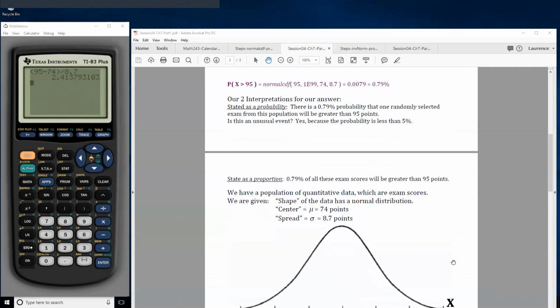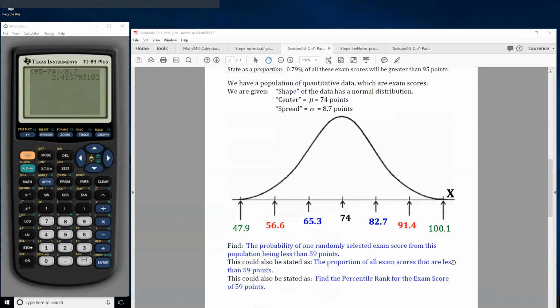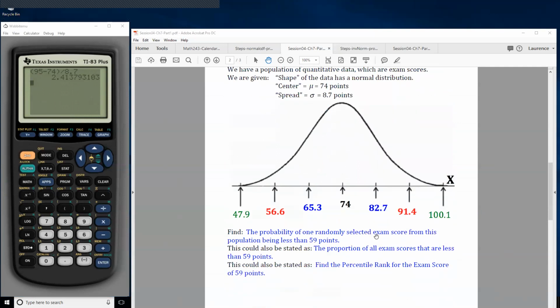Now, let's look at another one. We want to find the probability of one randomly selected exam score being less than 59 points. Well, where is 59 points? We got the same center, same spread. I could be super lazy here. I could press second enter and just change that 95 to the value they gave me here, 59.